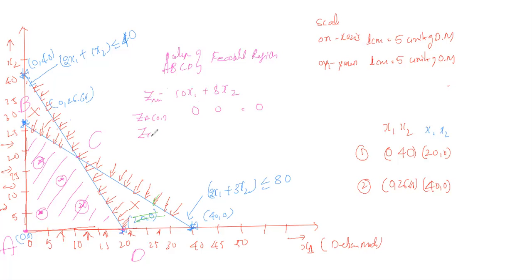Similarly, taking Z at B, here it is 10 into x1, which is 0. Similarly, x2 is 26.66 into 8, so this gives around 213. Similarly for ZC, we don't get the direct point.